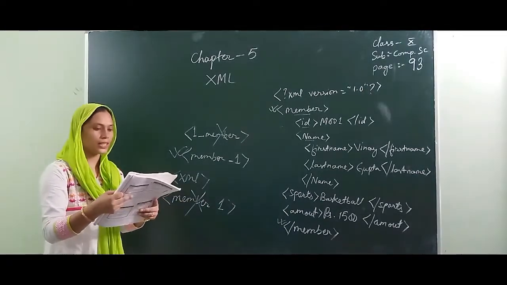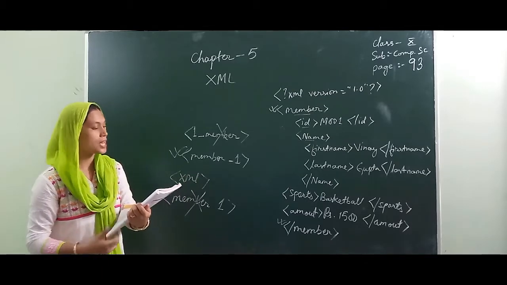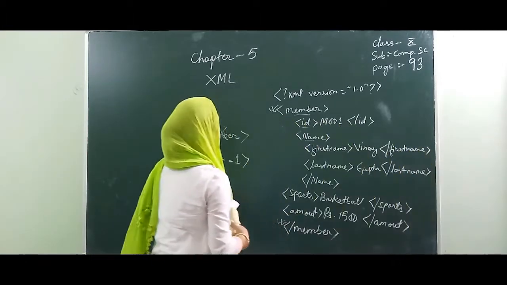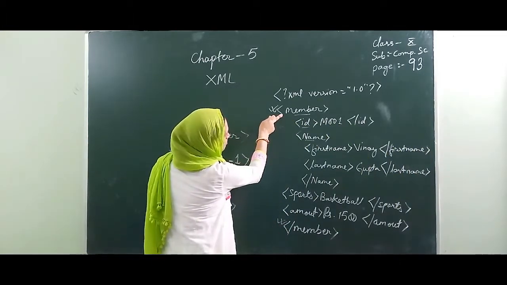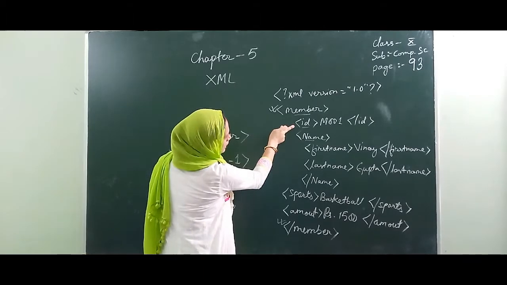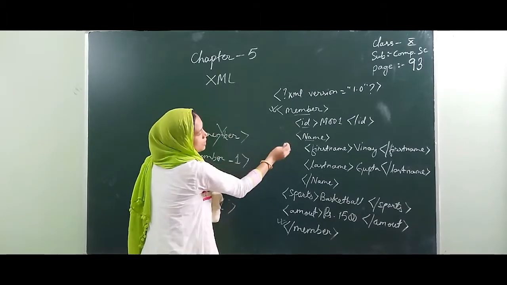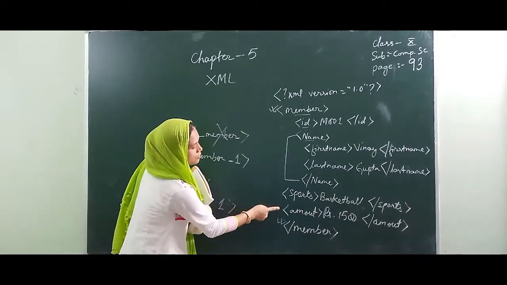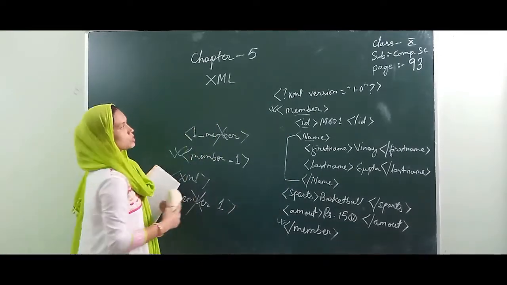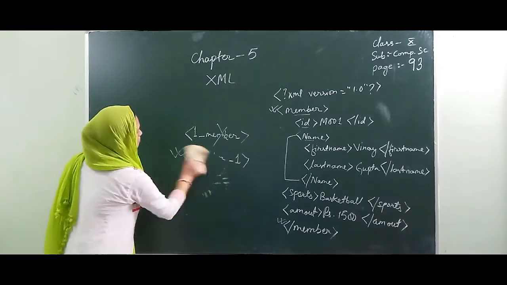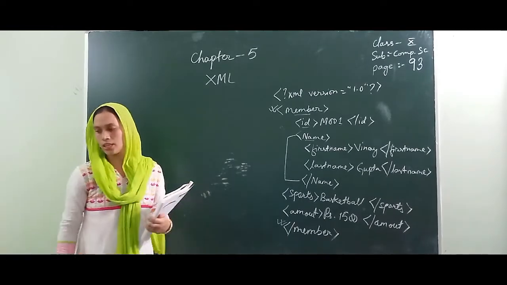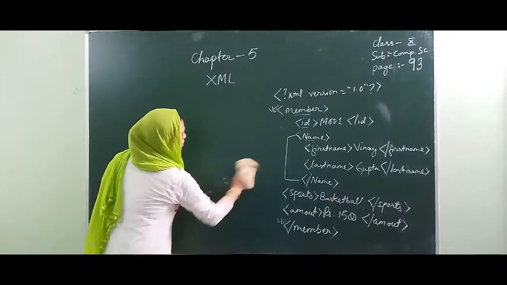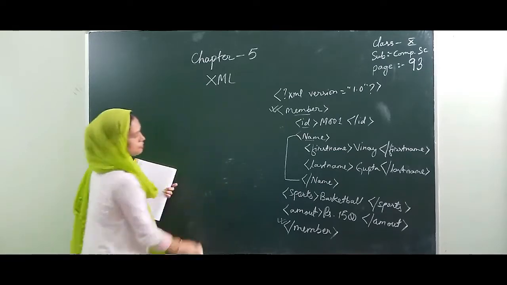One more thing that we have to remember is that XML is just like a tree structure. Tree structure means we have member, just after member we have ID, just after ID we have name, and name has been closed somewhere here. Then we have sports, then we have amount. Right? So this format is called a tree structure. This is the coding, and for making a tree structure, we can use this coding itself.